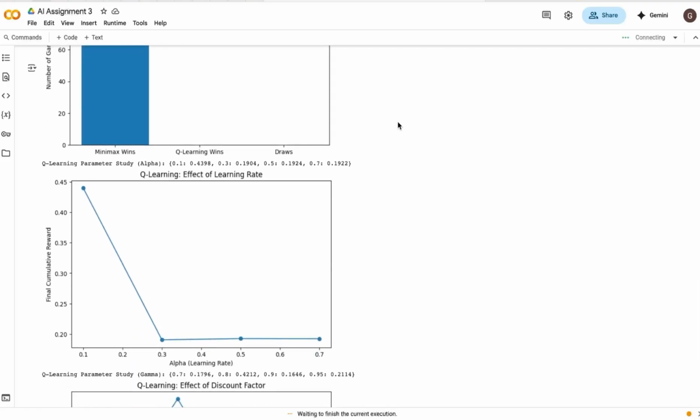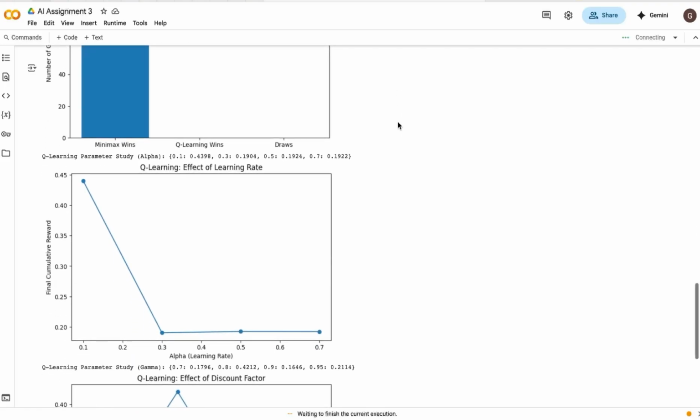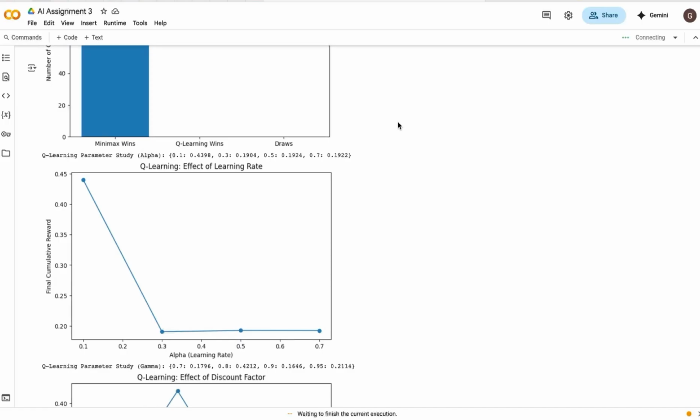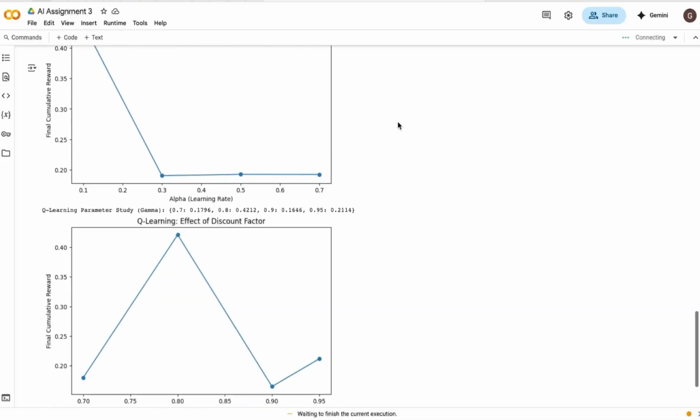Then we have a line plot analyzing the effect of different learning rates, alpha, on final cumulative reward. The x-axis shows various alpha values, while the y-axis represents the final performance. Peaks in this graph allow us to identify the optimal learning rate that maximizes the agent's performance.